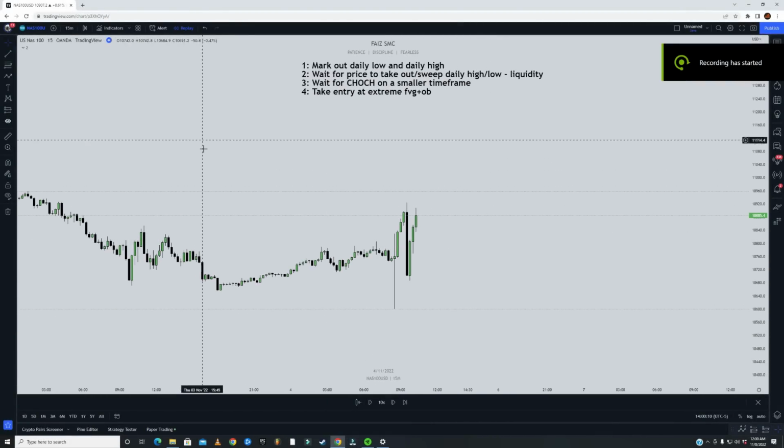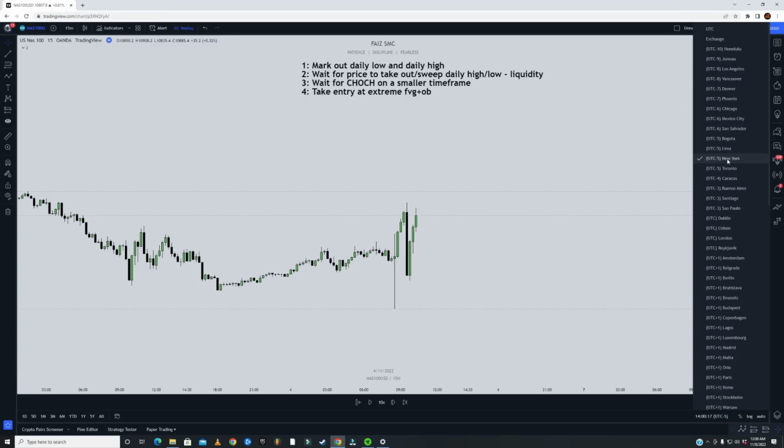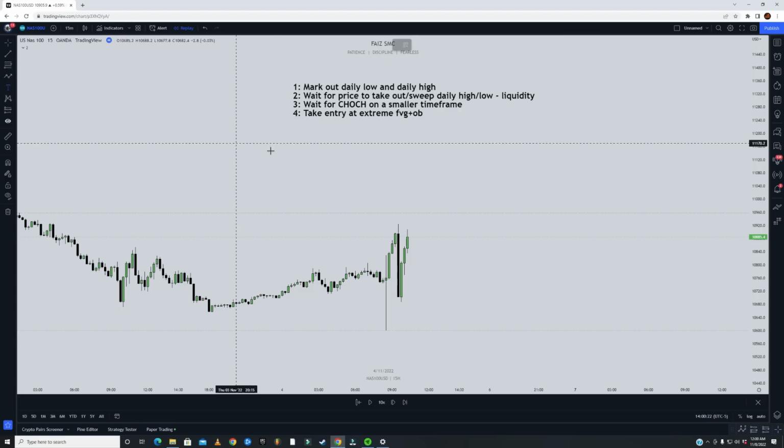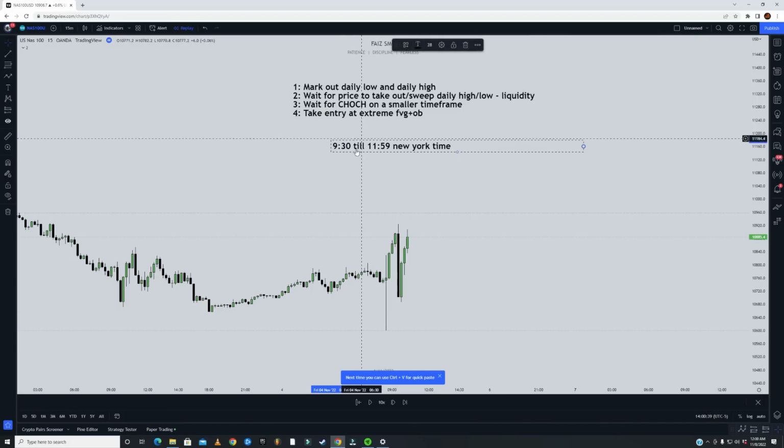So we are looking at NAS 100. The very first thing is that you should go to the time zone settings and change your time zone to New York. Our trading window period is from 9:30 till 11:59 New York time. So you should only be trading within these hours, from 9:30 a.m. till 11:59 a.m. New York time.